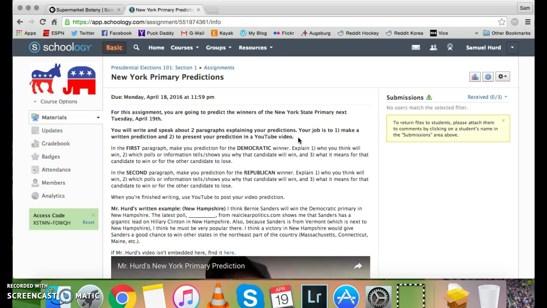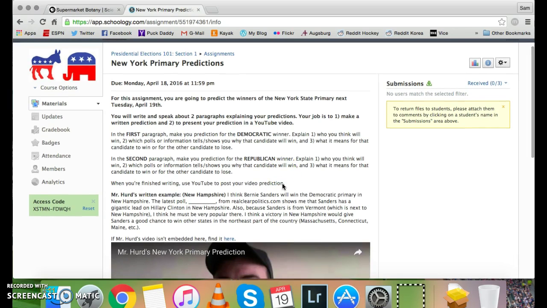If Hillary Clinton wins New York, here are the implications for her campaign. If Bernie Sanders wins New York, here are the implications for his campaign. If Bernie Sanders loses New York in a landslide, these are the things that might happen going forward. Things like that, just to get them writing about it, but also used to presenting it, and a little bit of public speaking in a way.